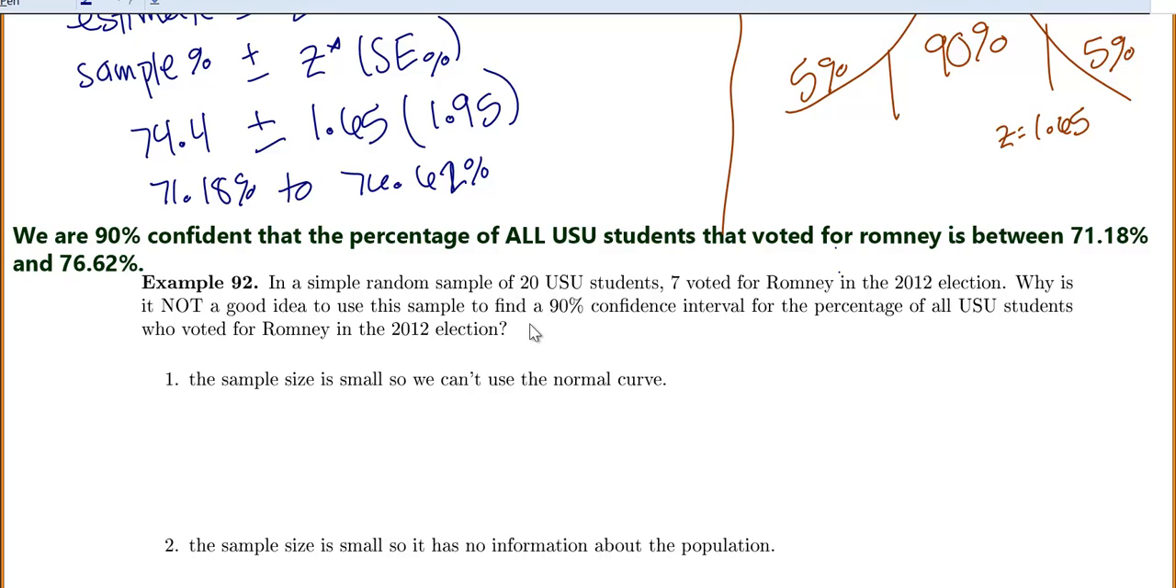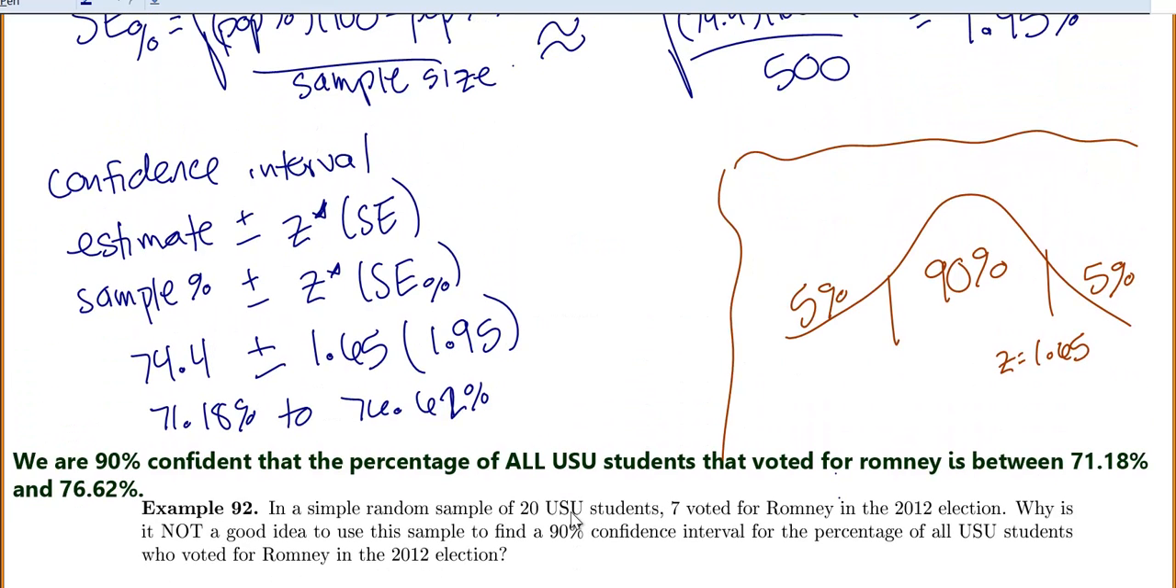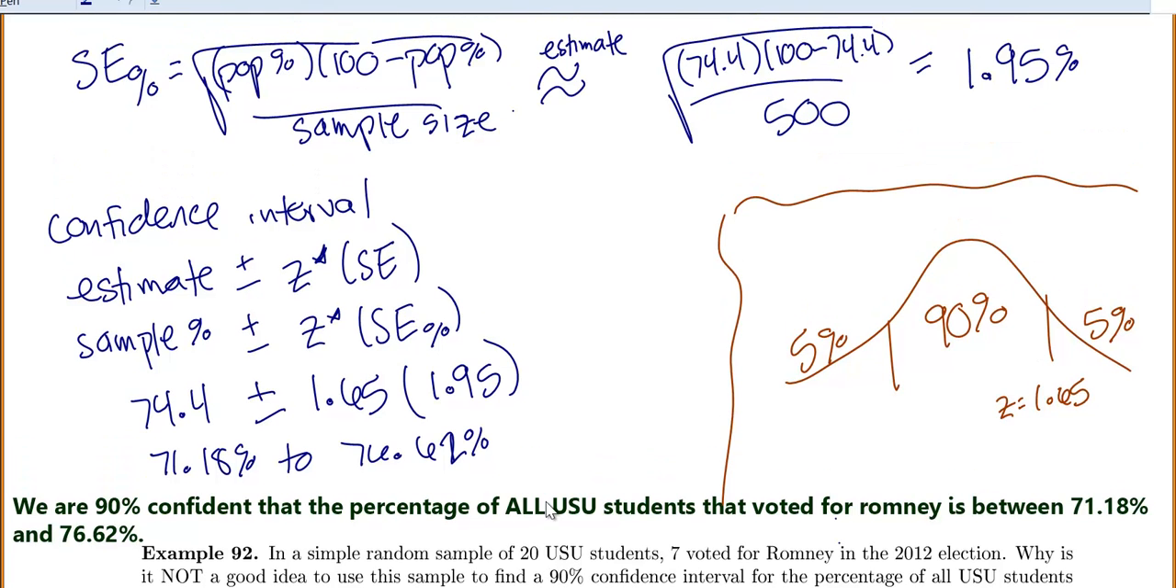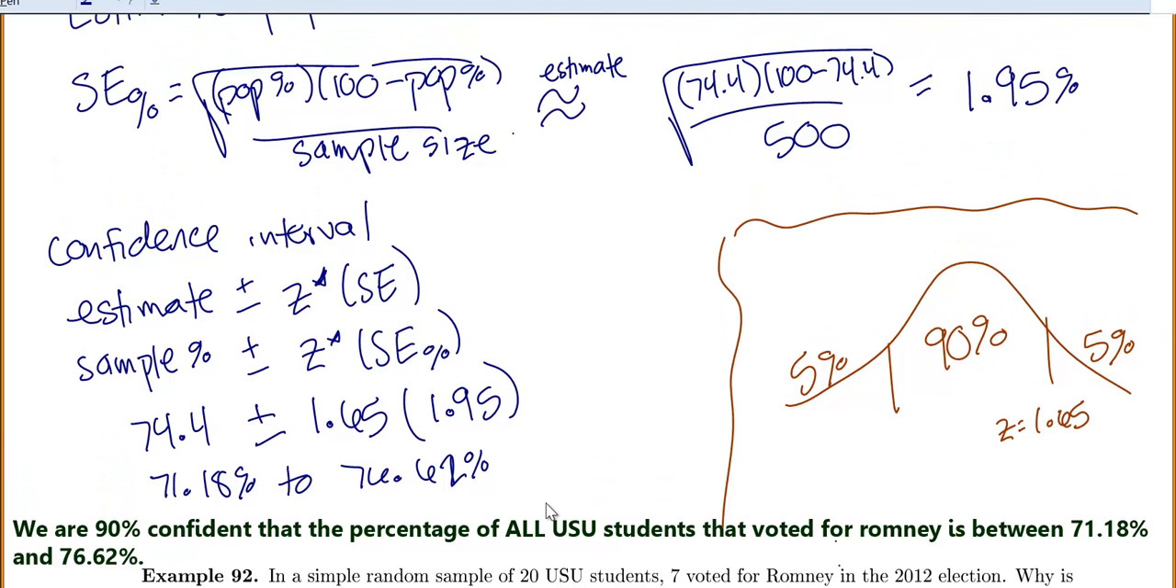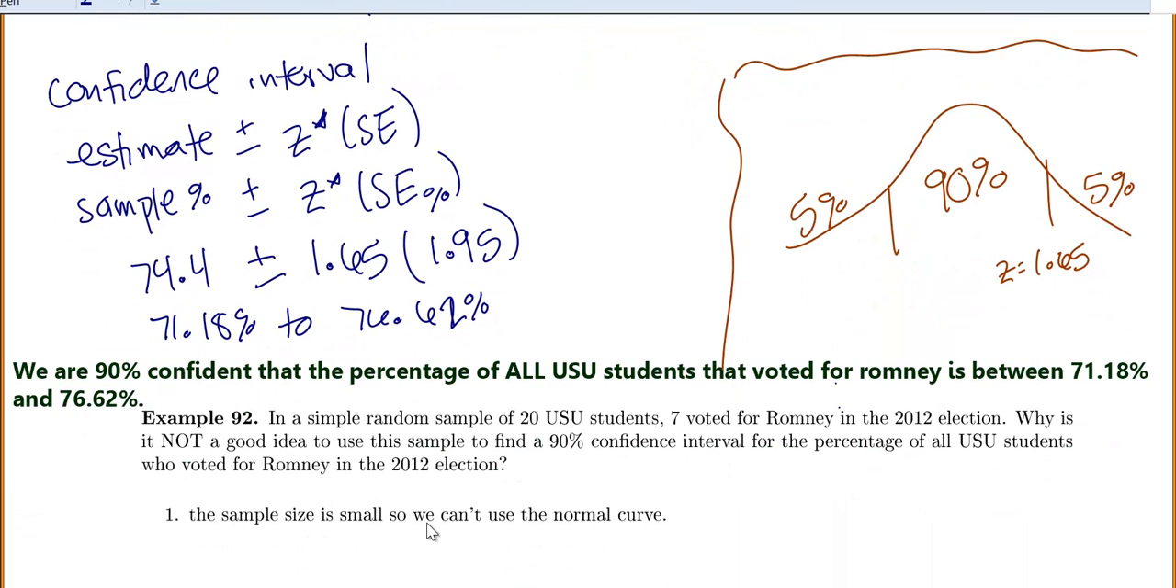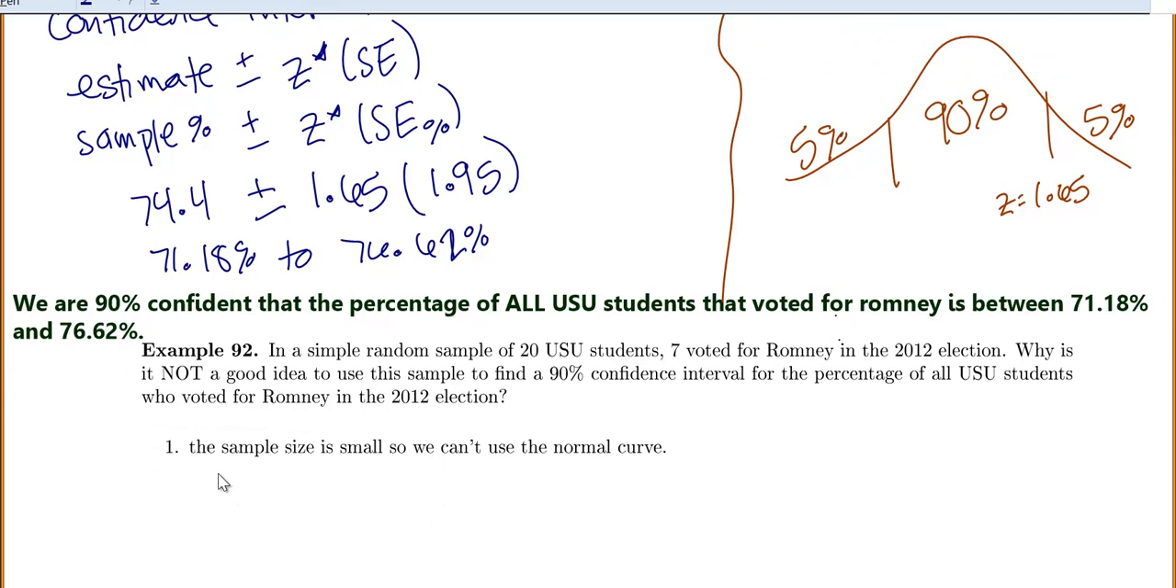Okay, so this is a multiple choice of why is it not a good idea to use this sample. So first of all, before you look at the choices, what would you tell me about maybe why I shouldn't use this sample? Sample size is tiny. My sample size is tiny, right? And so 20, I mean, without even looking at our exact numbers, 500 is obviously big, 20 seems very small, right? So the sample size is small, so we can't use the normal curve. Okay, this is correct.